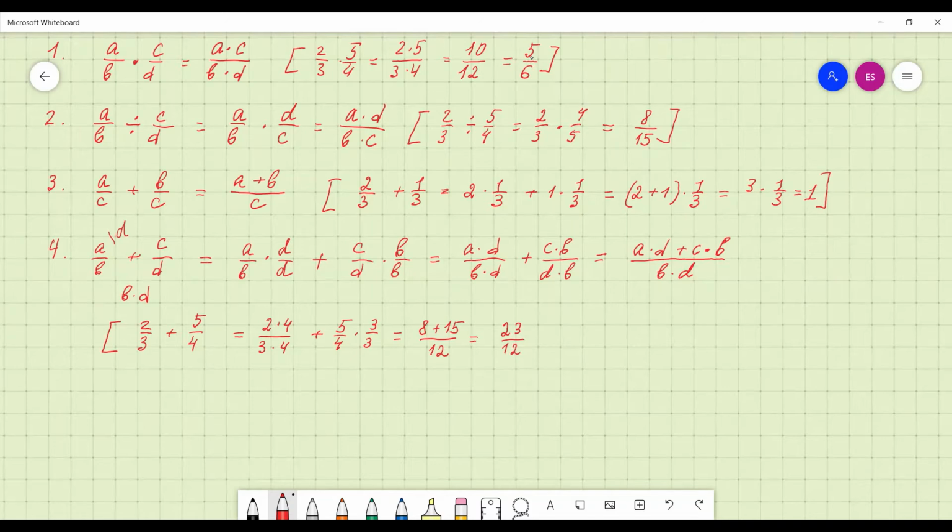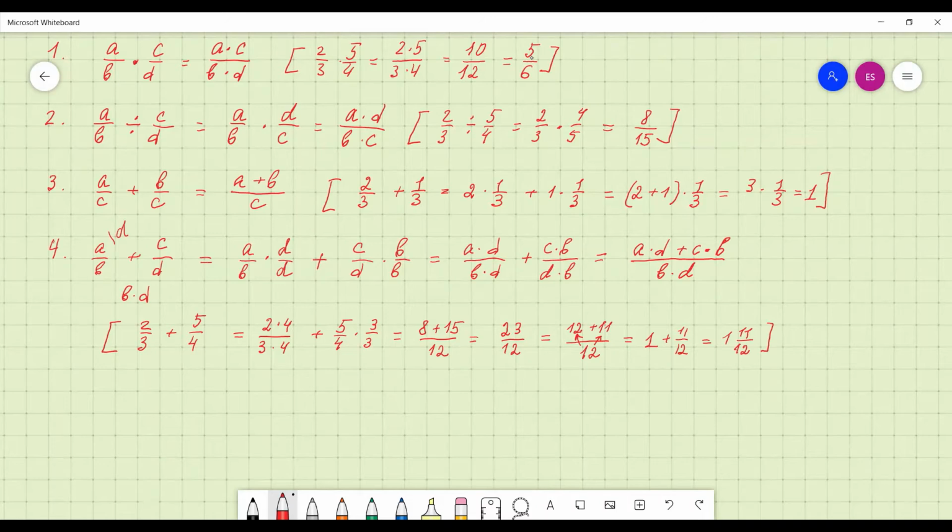23 over 12, you can simplify it a little bit, separating out 12 from here, right? 23 can be represented as 12 plus 11, right, over 12. And we can divide each part by 12 and get 1 plus 11 over 12. Well, again, sometimes it will be necessary to do, sometimes not, but this is a way to simplify a fraction a little bit, separate the whole, the integer part of the fraction.